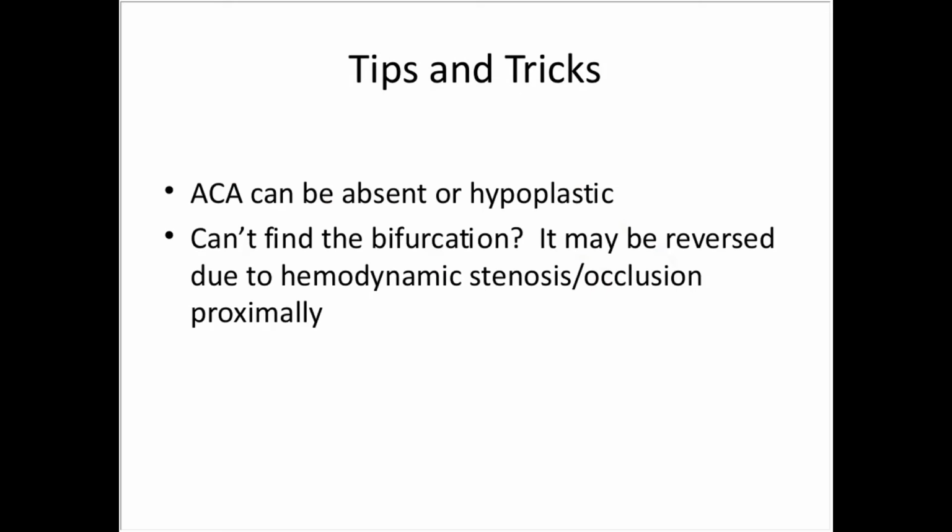The ACA can be absent or hypoplastic. And hypoplastic can mean anything from being completely absent to just being slightly smaller than the contralateral side. So if you can't find the bifurcation and you still have flow above baseline at depths of, say, 60, 64, 70, that could mean that the ACA has reversed to collateralize the MCA due to a hemodynamic stenosis or occlusion proximally.